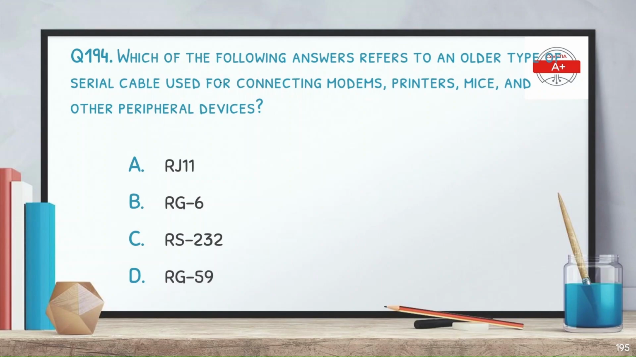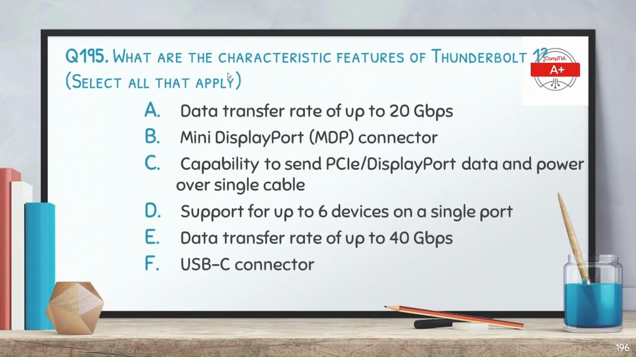Question number 194 is, which of the following answers refers to an older type of serial cable used for connecting modems, printers, mice, and other peripheral devices? The answers are A RJ11, B RG6, C RS-232, and D RG59. And the correct option is RS-232.